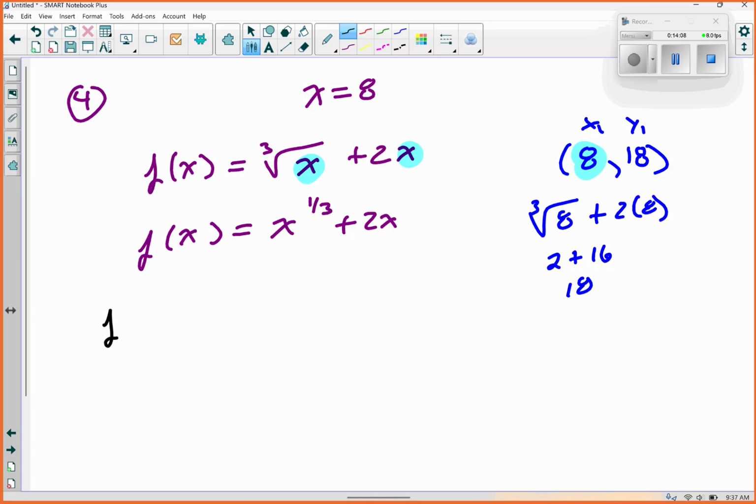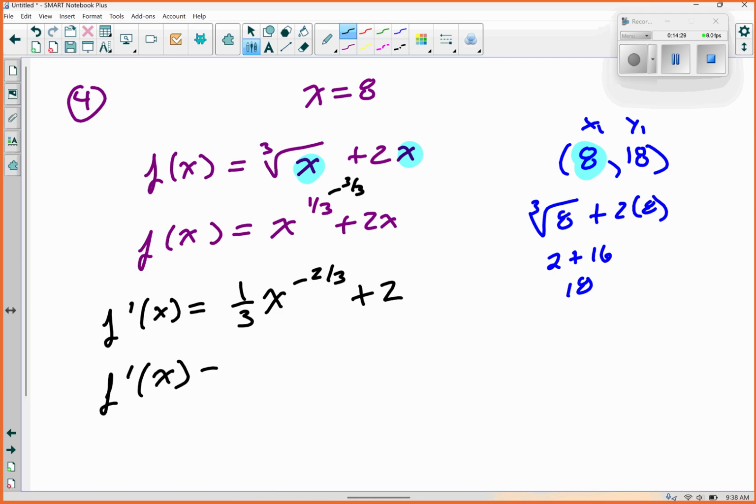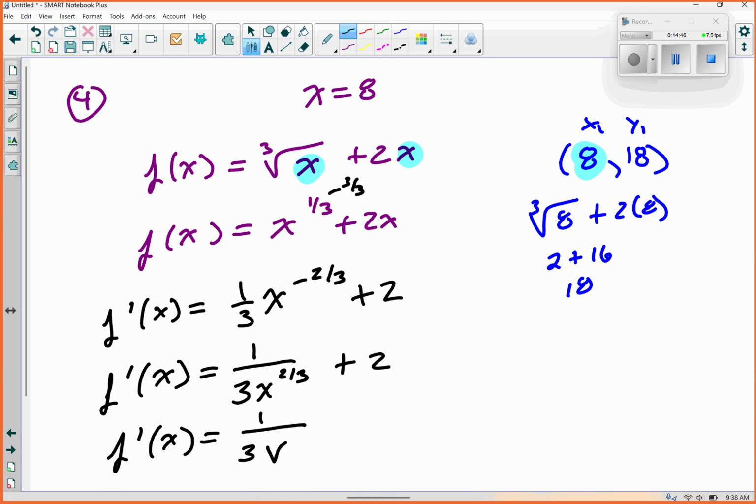And then the derivative, let's see, it's going to be 1/3 x. And then I'm going to subtract 3 over 3 because 3 over 3 is the same thing as 1. So I get x to the negative 2/3 power plus 2. Clean up the derivative a little bit. So let's move that negative exponent down. And you can clean it up even a little bit more. This is going to be the same thing as 1 over 3 times the third root of x squared, plus 2.